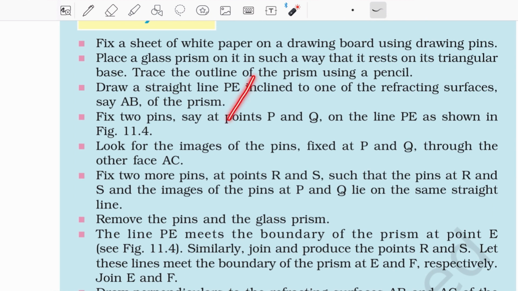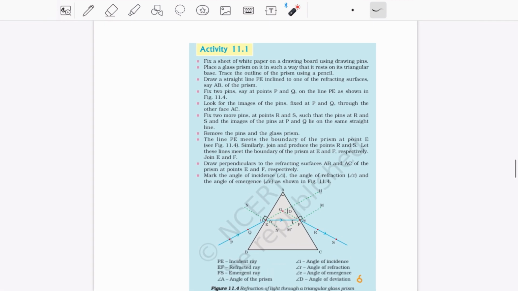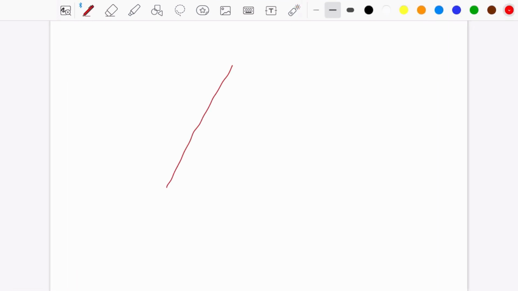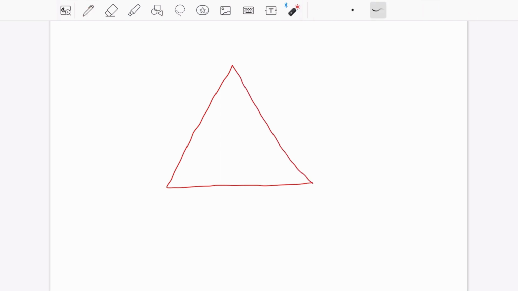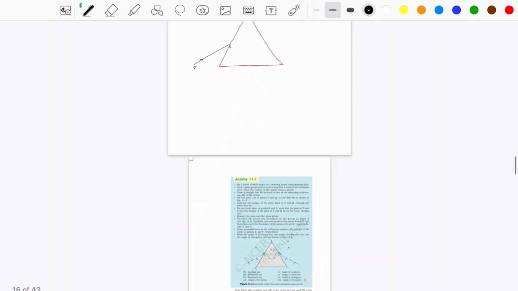नाउ जो प्रिज्म रखा हुआ है उसके ऊपर ही आप क्या करोगे, प्रिज्म रखा है एंड देन उसको ट्रेस करोगे, उसकी शेप को ट्रेस करोगे, राइट. देन ड्रॉ अ स्ट्रेट लाइन PE इंक्लाइन टू वन एंड ऑफ द रिफ्रैक्टिंग सरफेस AB ऑफ द प्रिज्म. ओके, सो फर्स्ट ऑफ ऑल हमने क्या किया, हमने प्रिज्म रखा, उसको पेंसिल से उसके बाउंड्रीज के थ्रू ट्रेस कर लिया. ठीक है, फिर एक लाइन बनाई दैट इज PE विच इज समवेयर इंक्लाइंड, ऑब्लिक है, इंक्लाइंड है ऑन द सरफेस ऑफ द प्रिज्म, राइट.